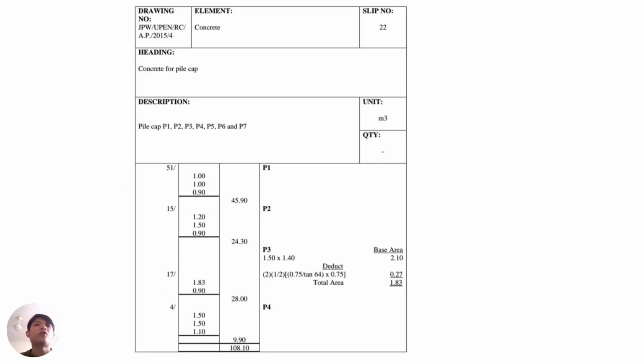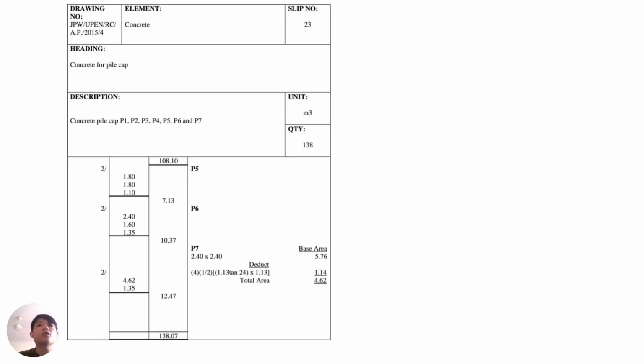Then the same goes for P2, P4, P5, and P6. The steps of the calculations are the same. But for the P3 and the P7, we need to calculate differently by calculating the area first. The total area of the P3 is 1.83 times the height, which is 0.9, and multiplied by 17, we get 28. The P7 is also the same. The total area is equal to 4.62 times 1.35 times 2, and we get 12.47.